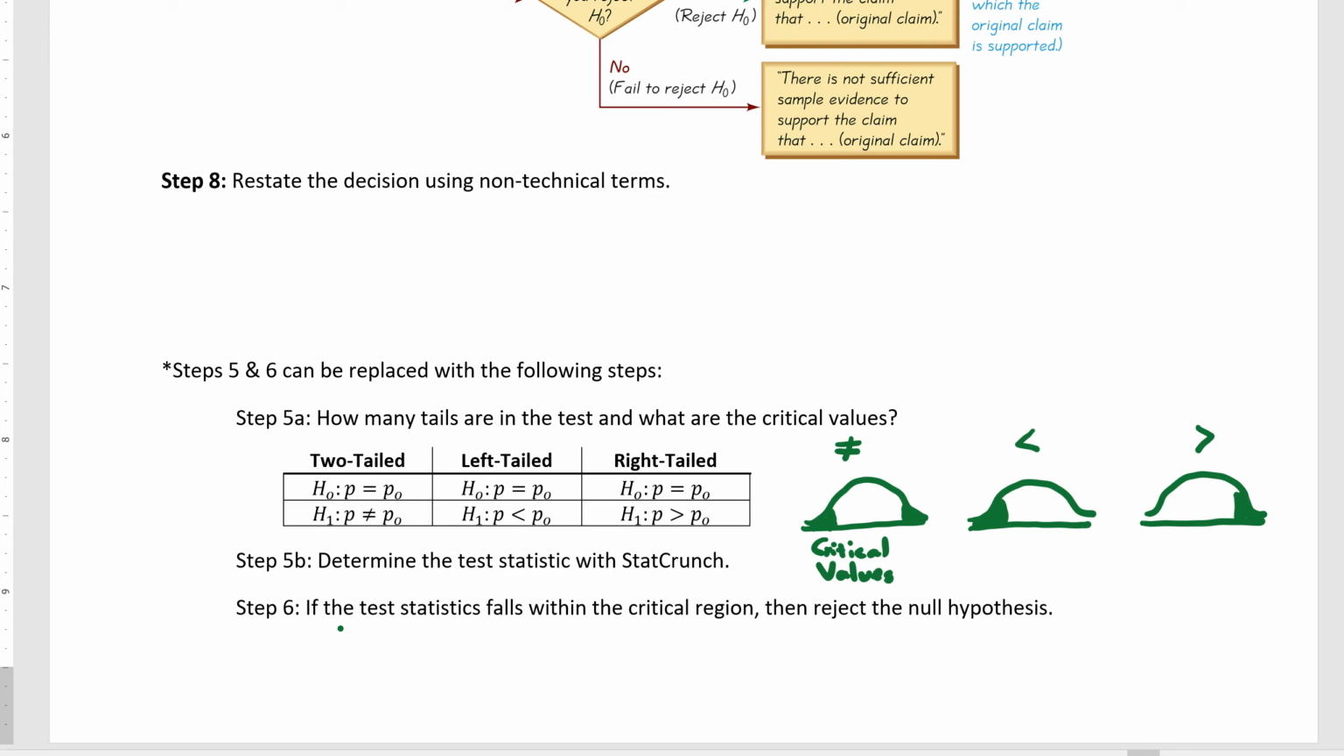And step 6, the way that you draw your conclusion is if the test statistic falls within the critical region, then you reject the null hypothesis. The critical region is the entire green area. The critical value itself is just the boundary of that area. If your test statistic falls in the green shaded area, then you reject the null hypothesis. If your test statistic happens to fall in the white area, then you fail to reject the null hypothesis.